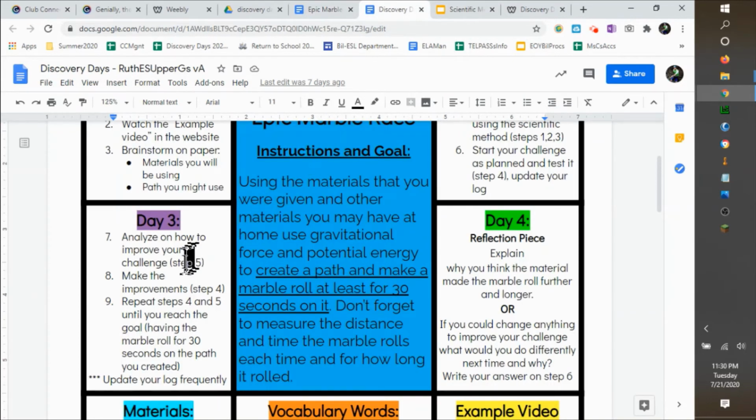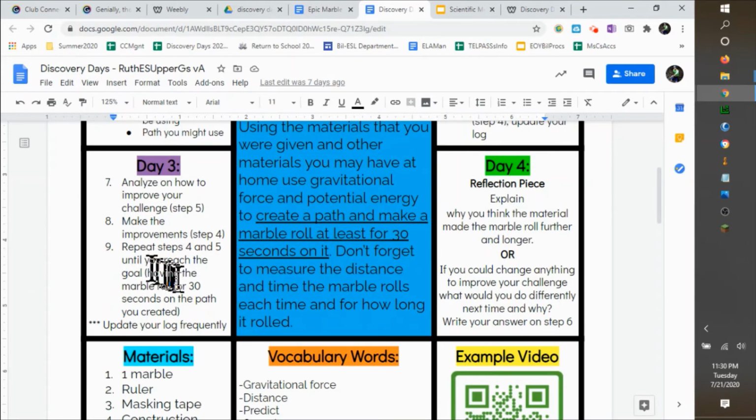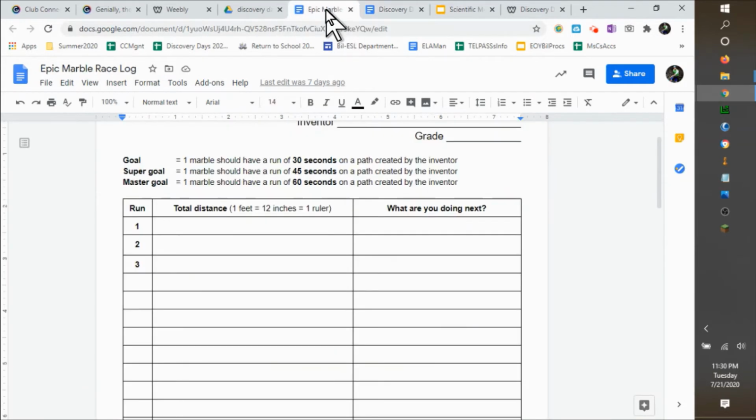Okay. And then take a look. Step number 9. It says just repeat steps 4 and 5 until you reach the goal, which is having the marble roll for 30 seconds on the path that you created. Update your log frequently. This is a reflection. This is the reflection on what you're going to be doing next. What are you going to be doing next? Again and again until you reach the 30 seconds.